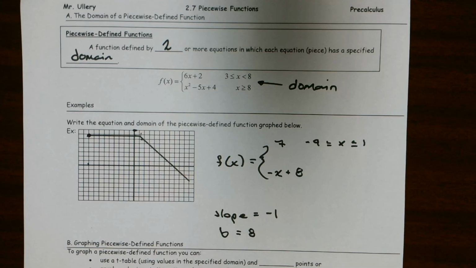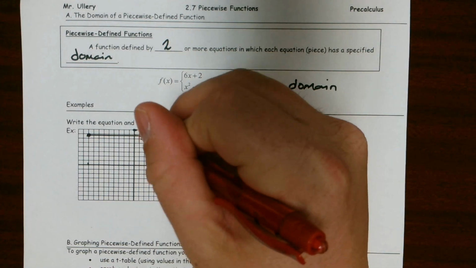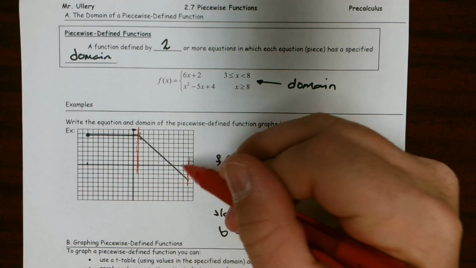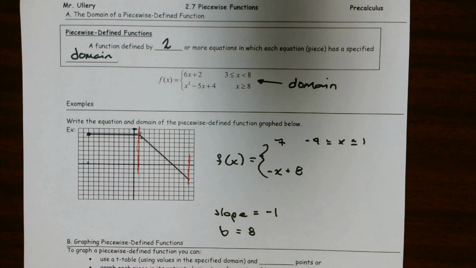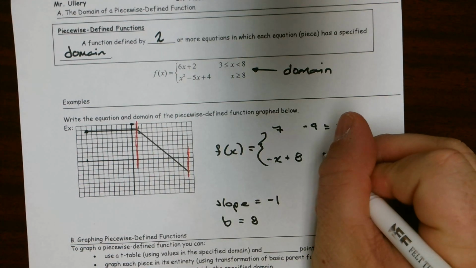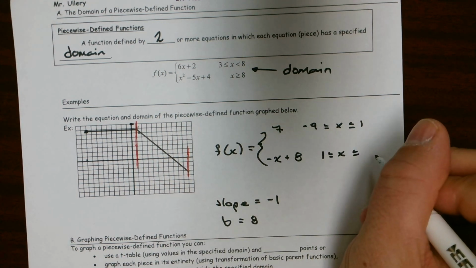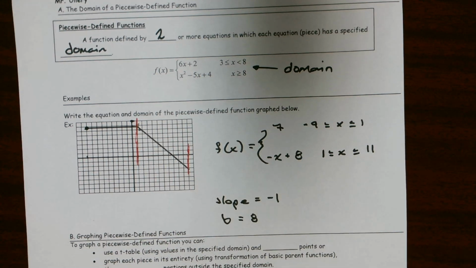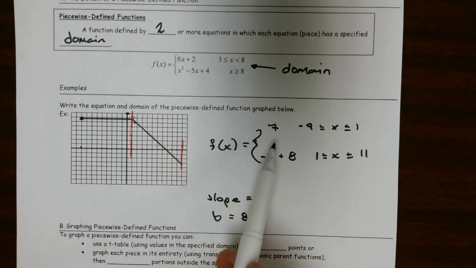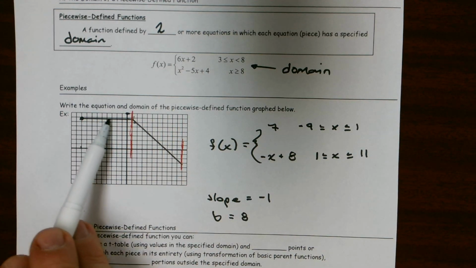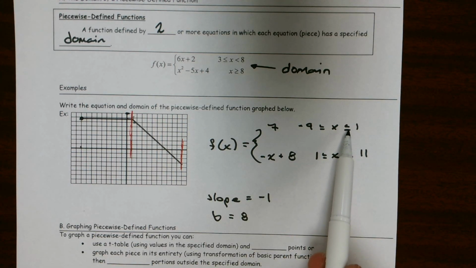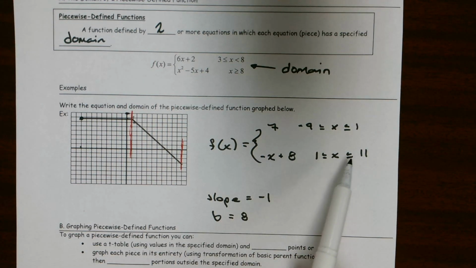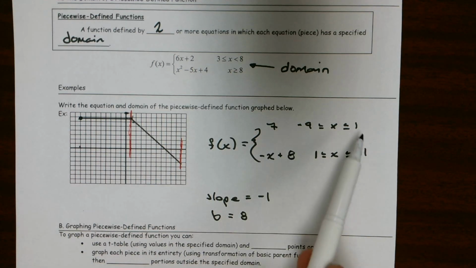Now we need to find out what the domain is. We want the domain to just be from that red line to here. So you can see if I make my vertical boundary lines, my domain is going to be somewhere between 1 and 11. And there's your piecewise function. The piecewise function is y equals 7, a horizontal line, between -9 and 1. And it's this sloped line, -x plus 8, between 1 and 11. You can see that both of them meet right here when x is 1. That's why we have equal to 1.